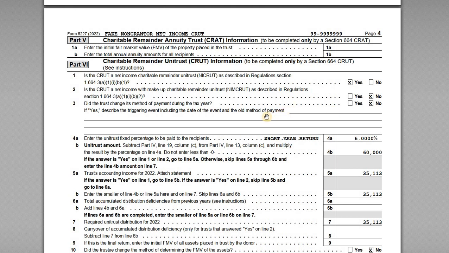The net income CRUT with a makeup provision is a little different, right? That is a situation which effectively allows you in future years, when your income is higher, to kind of make up for shortfalls in prior years. So in this example, if this was a net income CRUT with makeup, Adam would have his $35,113, but the difference between this and that $54,000 number, that piece would kind of get rolled forward, and in a future year, he might be able to get that additional money. In a net income CRUT that has no makeup provision, that's not possible. We just look at the net income for the current period, and then that's it.